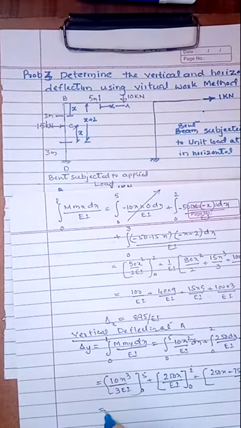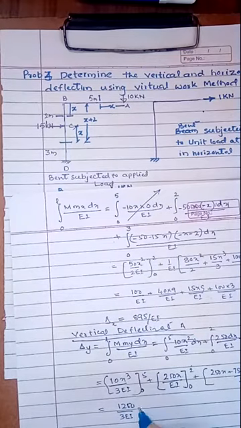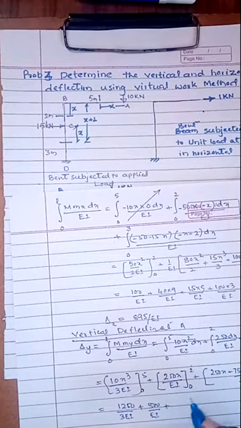Then if you simplify this, 10 into 125 is 1250 by 3EI. Then for the second portion, plus 500 by EI, 250 into 2. The third portion is 250 into 3, that is 750 by EI, plus 75 into 9 by 2, that is 675 by EI.